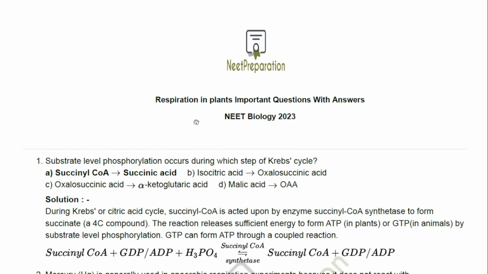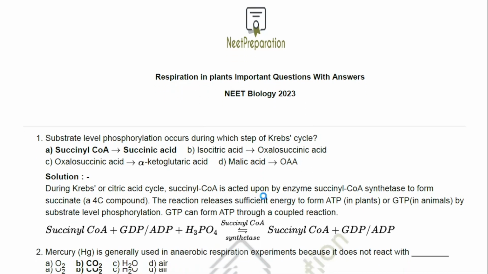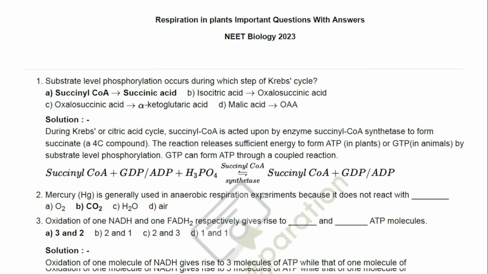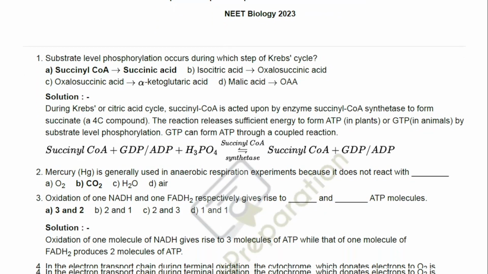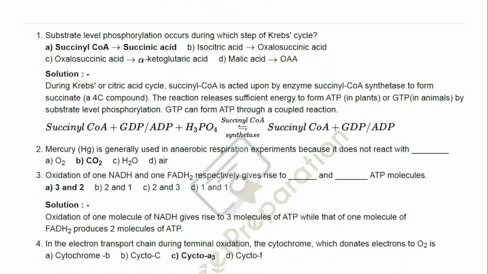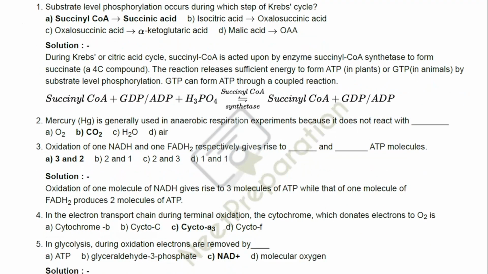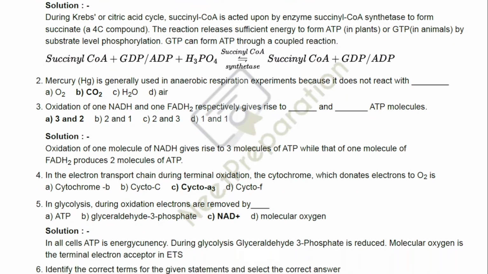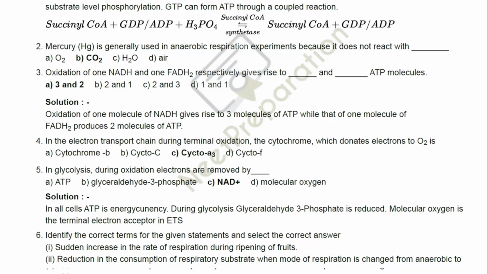In this particular video, we are going to discuss biology, respiration in plants, important questions with answers. NEET is a paper and pen based exam. Paper and pen based exam is nothing but, in the exam hall they will provide an OMR sheet. In that OMR sheet, 200 question numbers and option names are there.